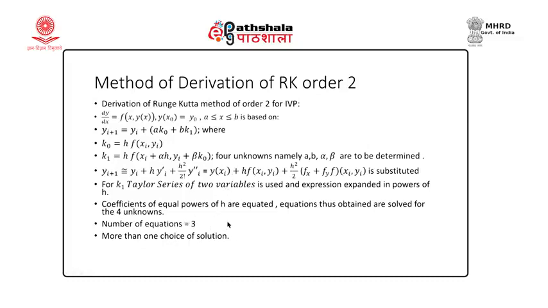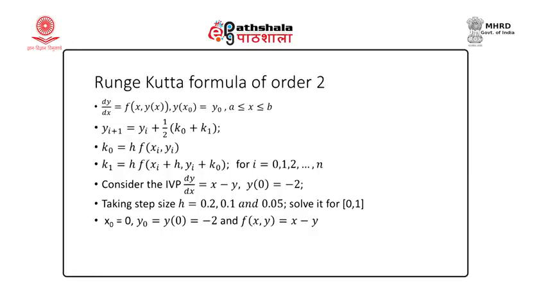So, more than one solution is there, and the one convenient solution here is given by the formula y_{i+1} is y_i plus half of (k_0 plus k_1), where k_0 is h f(x_i, y_i) and k_1 is h f(x_i plus h, y_i plus k_0). So, this is the Runge formula of order 2.